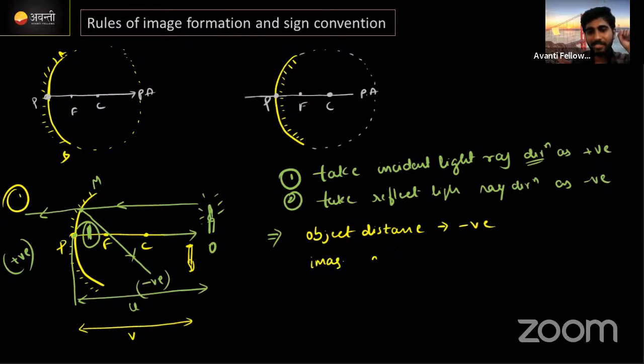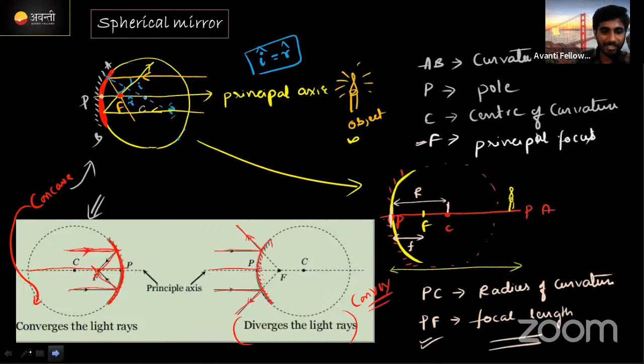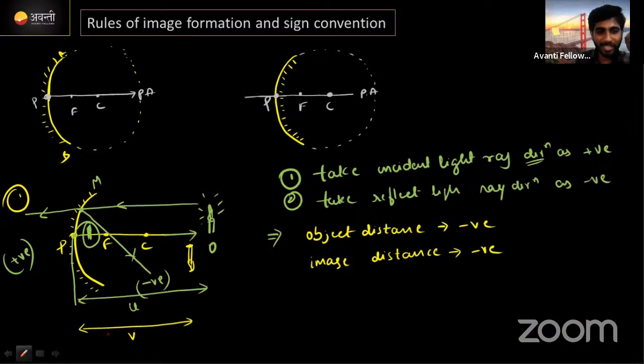Image distance, what is it? Yes, it is also negative. Good. And from the pole point to the center of curvature, there is a distance. We call this one the radius of curvature. Then what about the radius of curvature? The radius of curvature is also negative because the distance is in the reflection direction. Correct now.